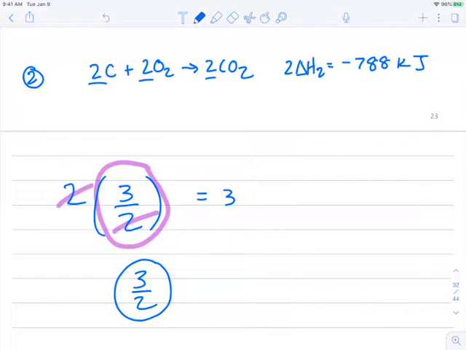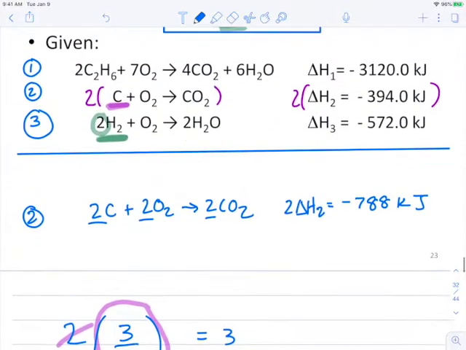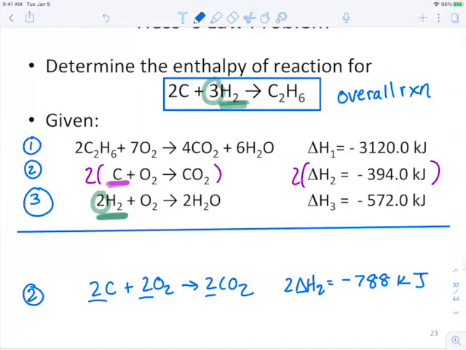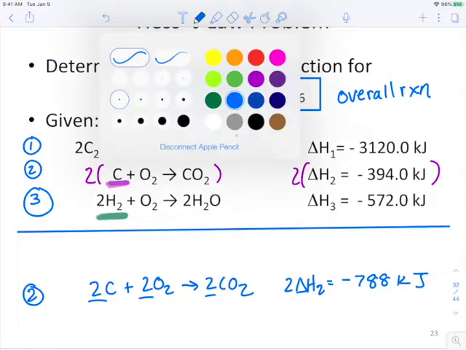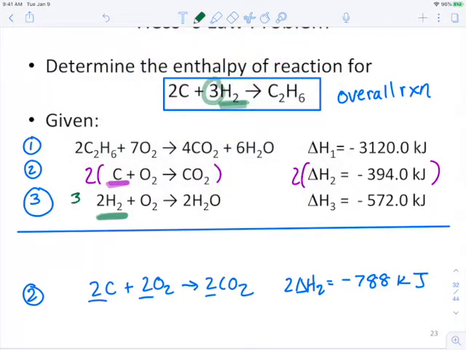All right, so I know that's a weird one, but let's go ahead and give this a try. So we are going to multiply 3/2 into this, and I'll go ahead and use green. So 3/2 times our equation, and then 3/2 times our delta H. And if you're wondering, yes, you can use 1.5 instead of 3/2.